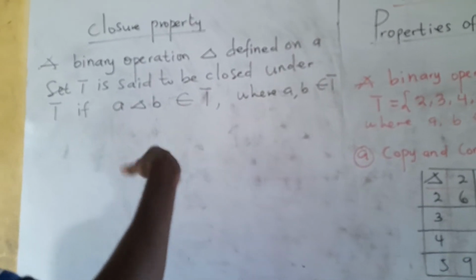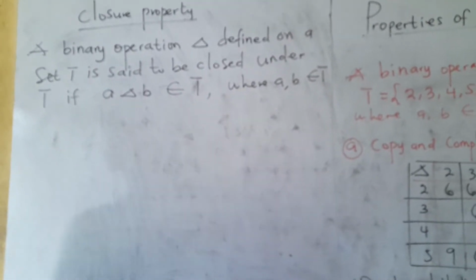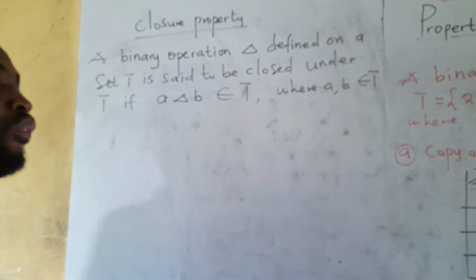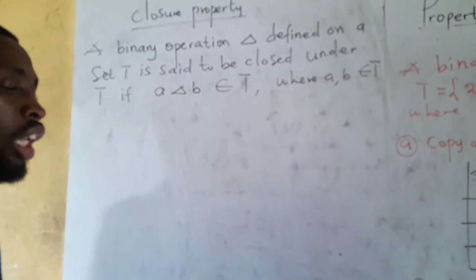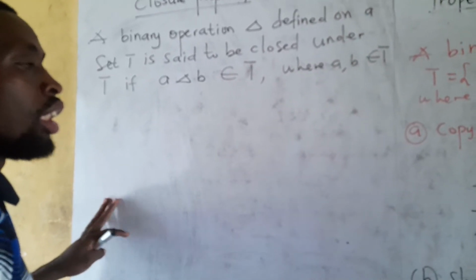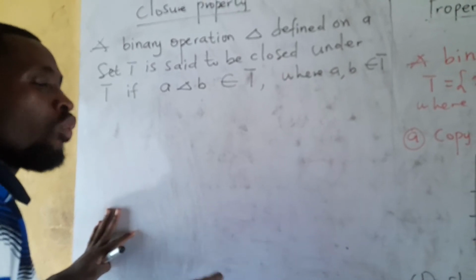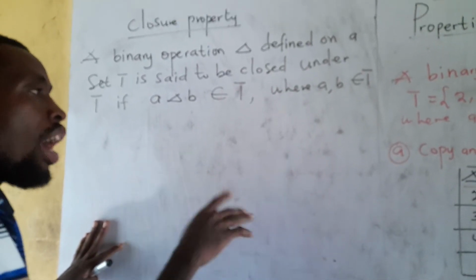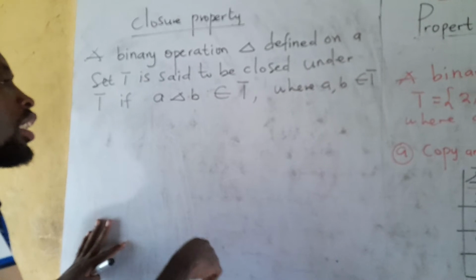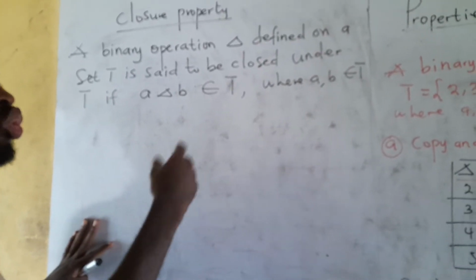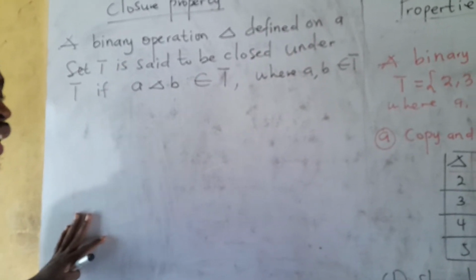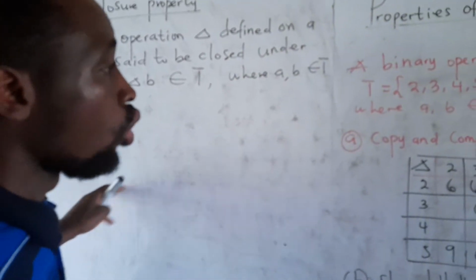So a particular set will be given to us, and two elements of that set will be defined on a particular operation. If the outcome of the operation is a member of the set for all elements of T, then we say that the operation is closed under the set T. So now we'll take a sample question and see how we'll go about it.